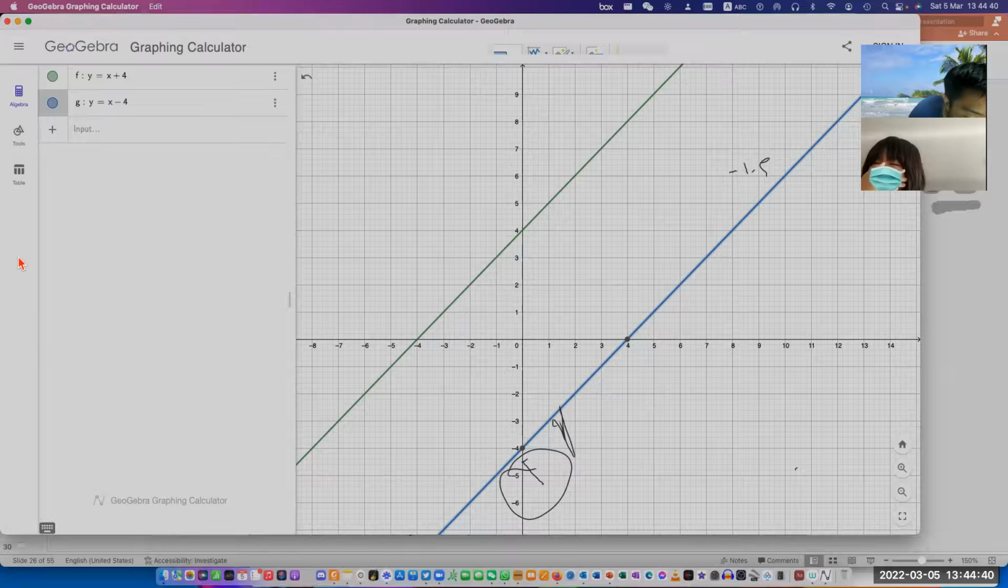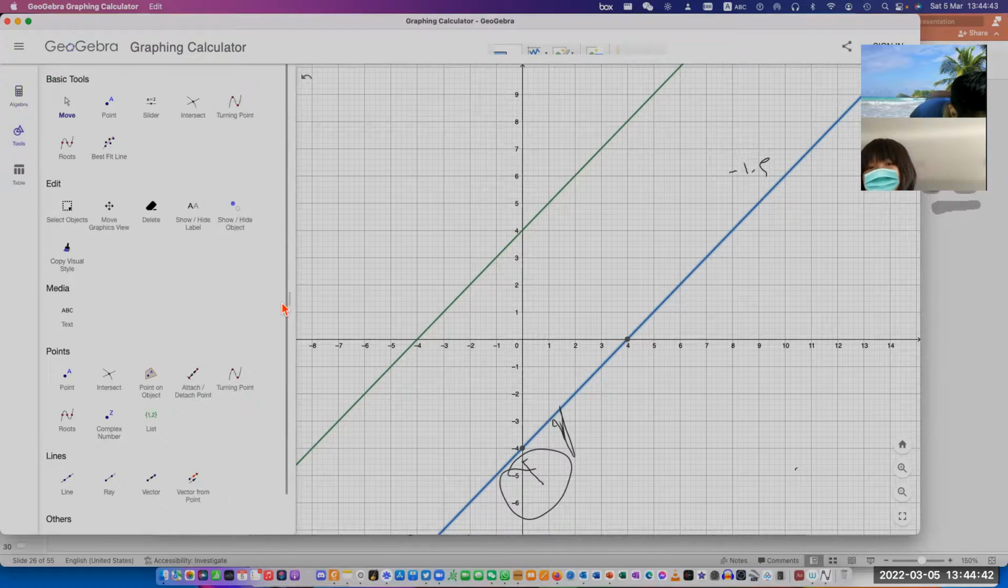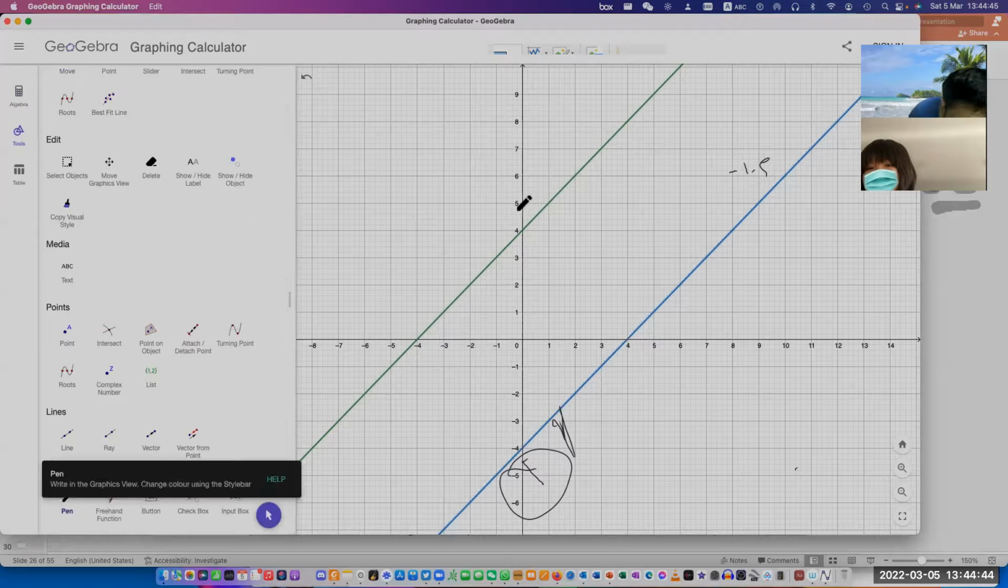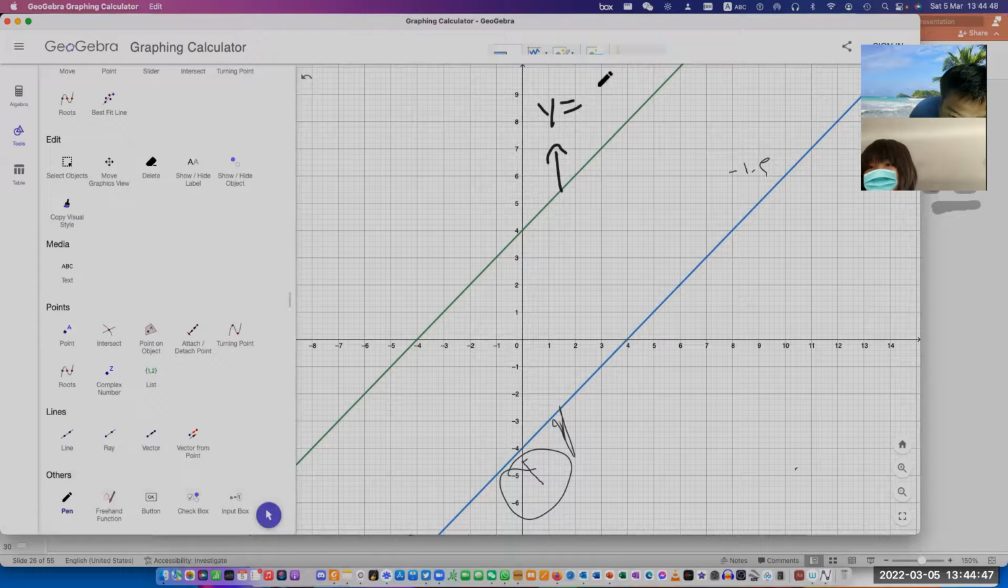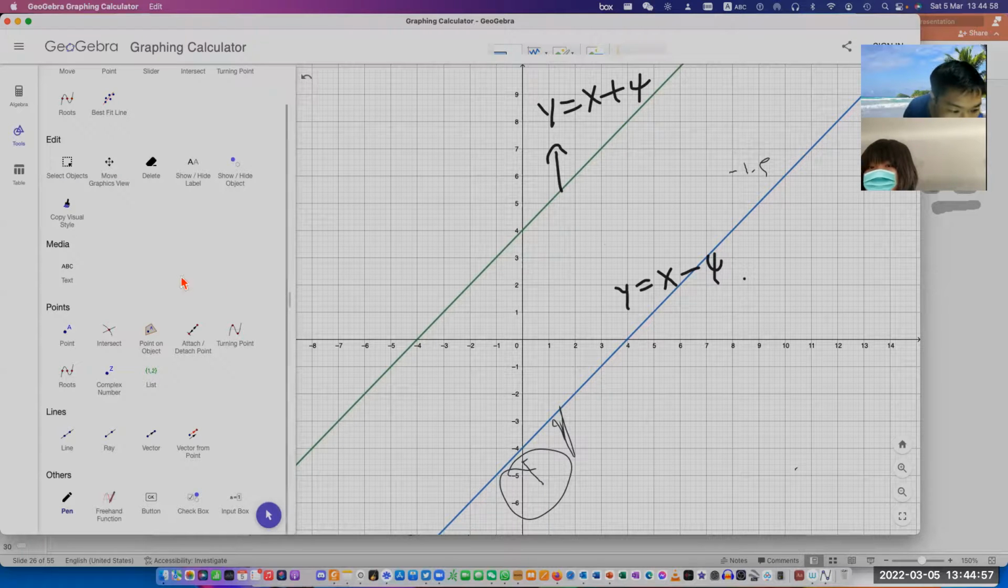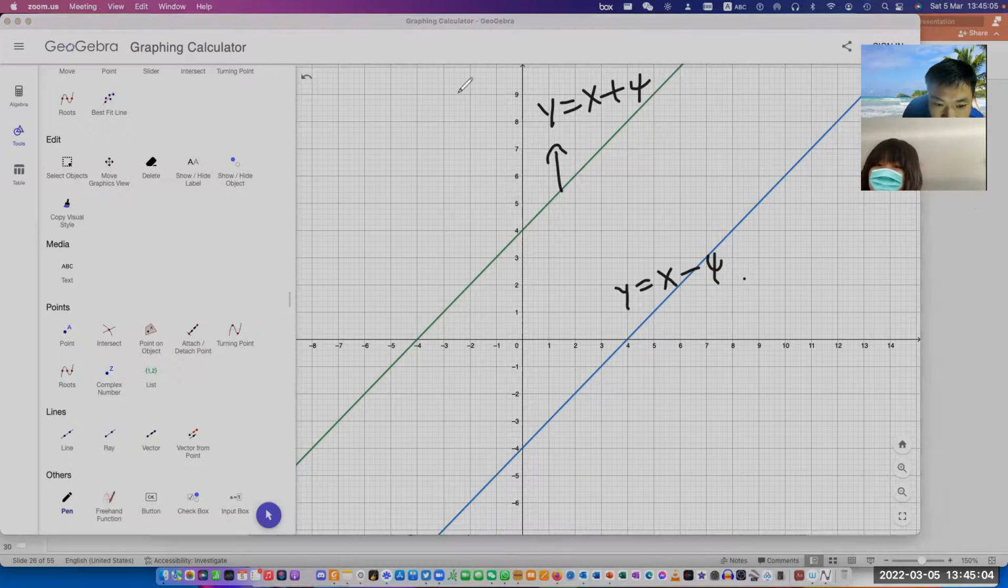The green is called y equals to x plus 4. Let me label it, every line must be labelled. This is your y equals to x minus 4. So what is so special about these two lines such that they are parallel to each other? What's your observation? They are parallel, yes. But what else? One is negative, one is positive. That's the difference. So write down.